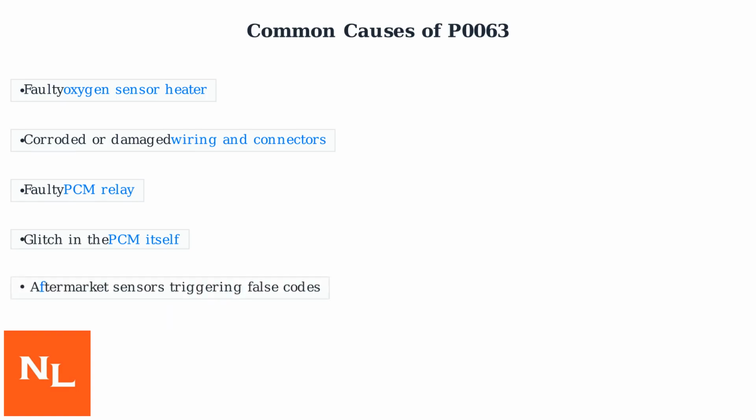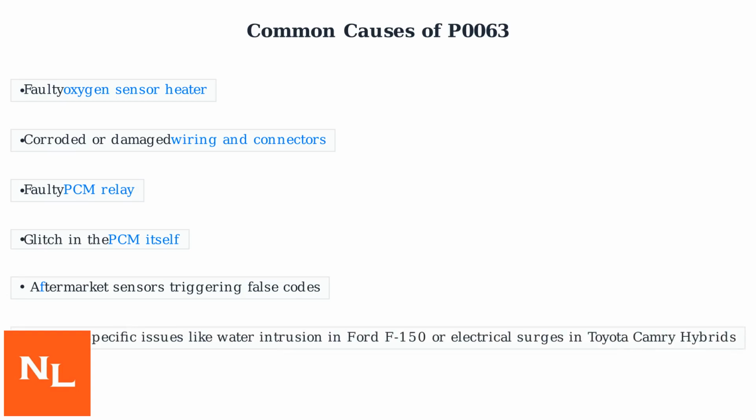Aftermarket sensors can trigger false codes due to poor quality or incompatibility with the vehicle's system. Vehicle-specific issues include water intrusion in Ford F-150 trucks, damaging connectors, or electrical surges in Toyota Camry hybrids after battery replacement.